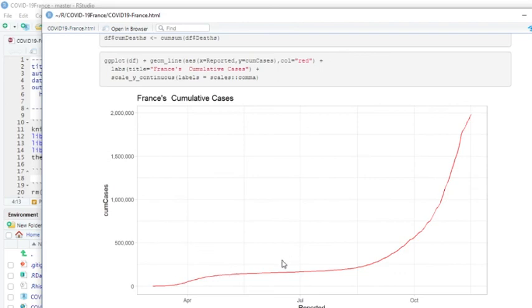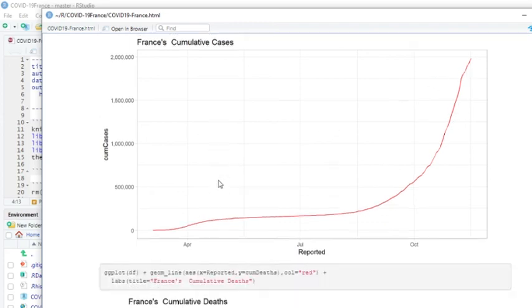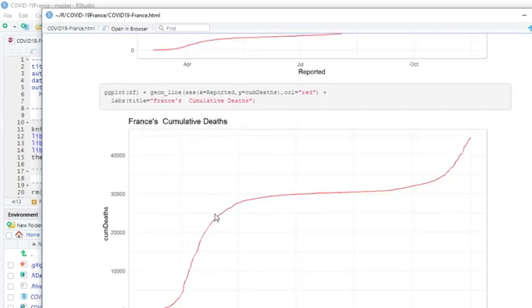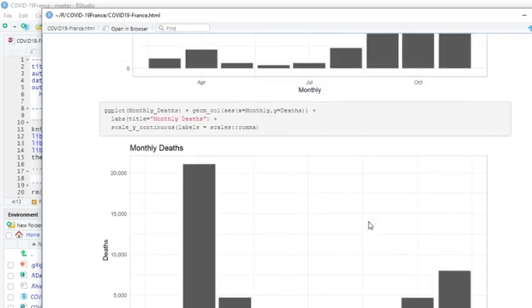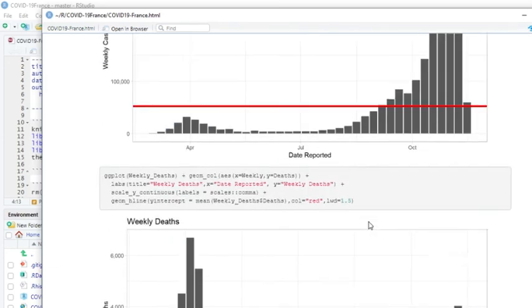Cumulative deaths, interesting. You had a long flattened part here. Then for some reason, cases just started spiking up dramatically. Deaths came up here, very steep increase in deaths. Then it flattened off. Now there's another spike going on. So what's the news for France?